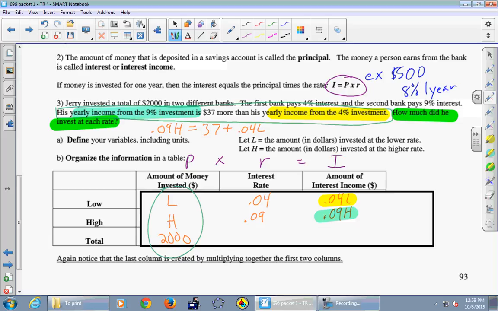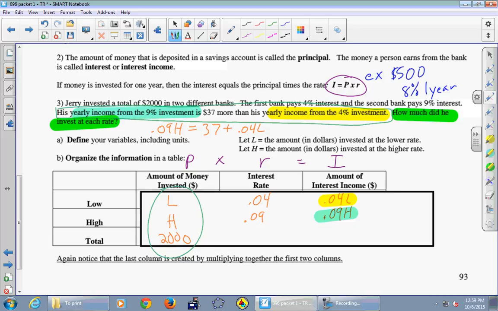Okay. So again, we're not going to solve the systems. I think I included the answer. Maybe the answer is on the next page. I'm not sure. But just setting it up is what I was interested in for right now. We see the two equations on the next page. L plus H is the 2,000, and then this one we just wrote.